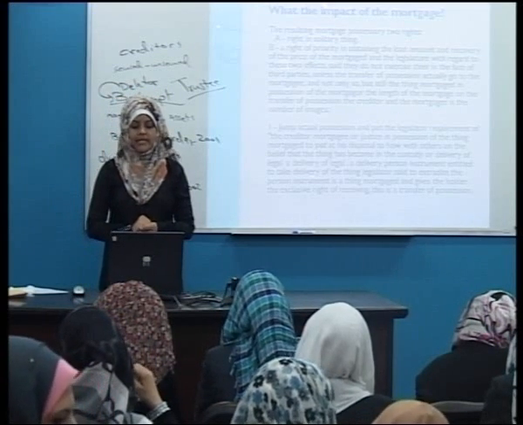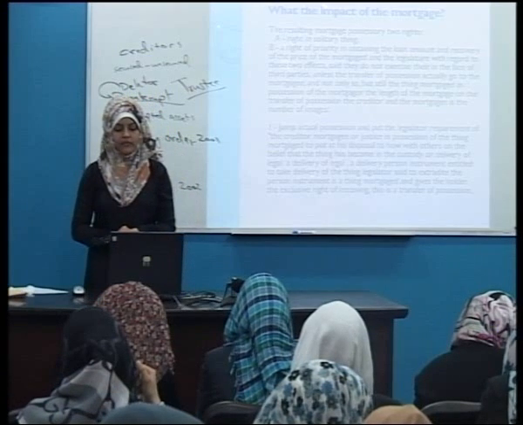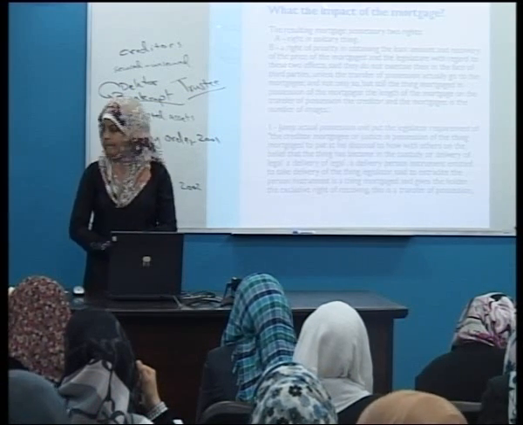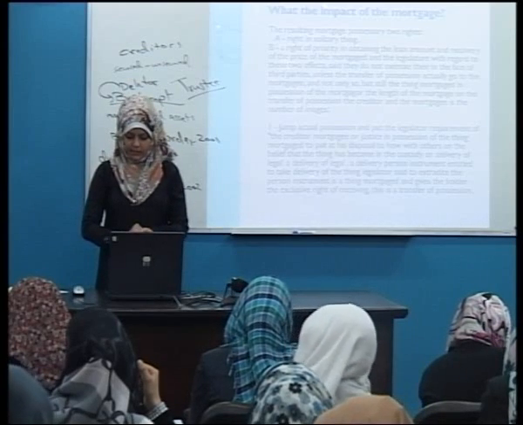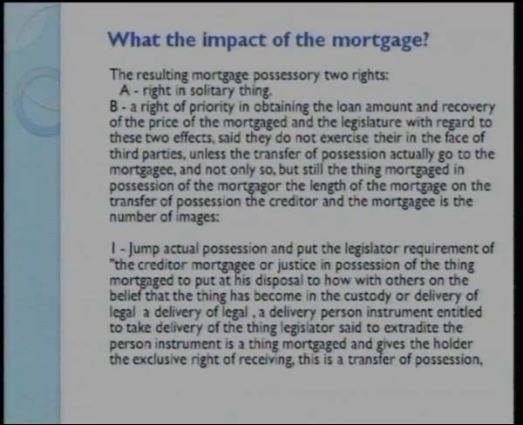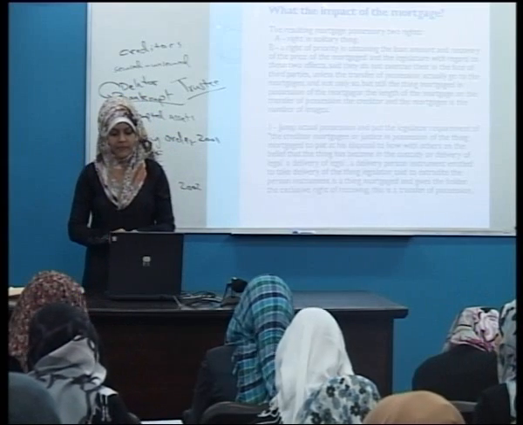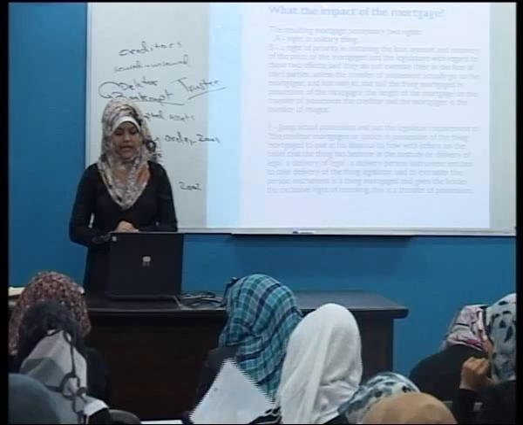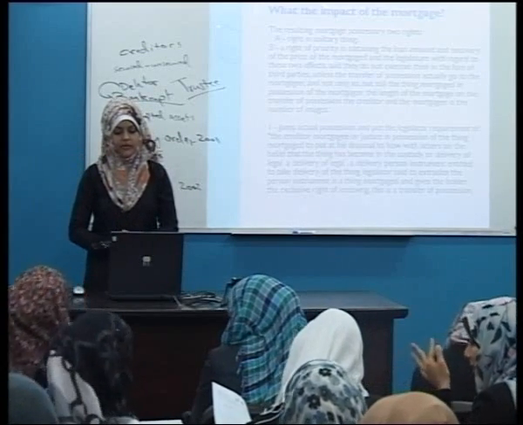And not only so, but even if the thing mortgaged remains in the possession of the mortgagor, the length of the mortgage depends on the transfer of possession. Possession by the creditor in a mortgage takes two forms. One, actual possession. The legislature requires that the mortgagee creditor take possession of the thing mortgaged and put it at his disposal, or that the thing become in the custody or delivery of a legal delivery person entitled to take delivery of the thing.